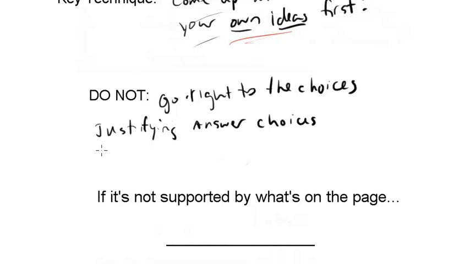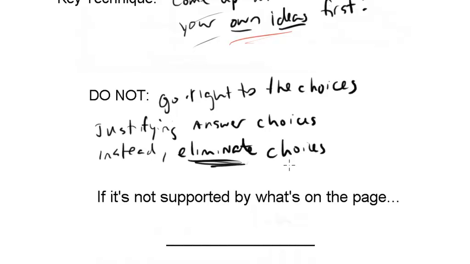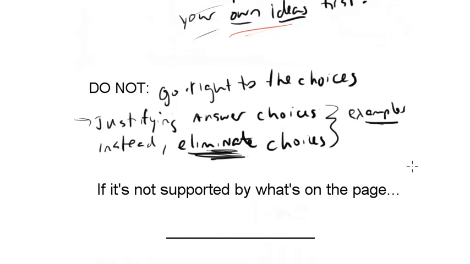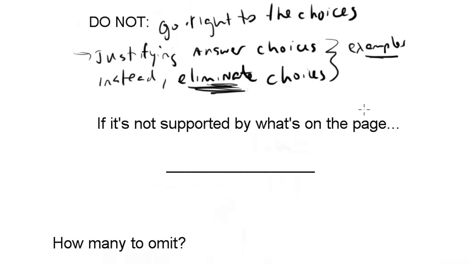So instead, what you want to do is eliminate choices based off of what you've read, and based off of coming up with your own ideas. So you want to look for reasons to get rid of choices, not look for reasons to justify. And this will become clearer when we look at examples, what I mean by this and why this is so important.